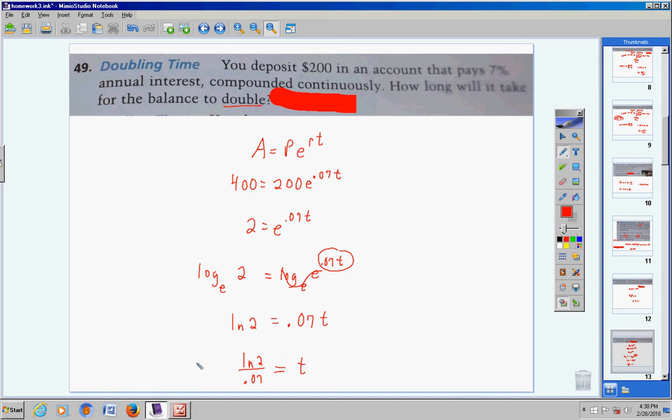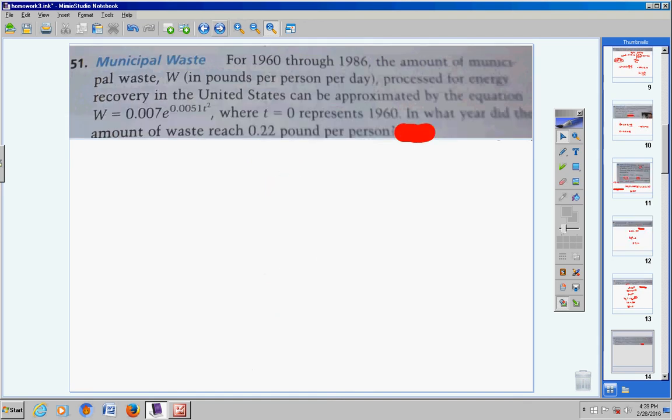With your calculator, type in natural logarithm of 2, enter, divided by 0.07, enter, and you will get the correct answer, which is 9.90 years. So it takes almost 10 years for your money to double. Okay, moving on.